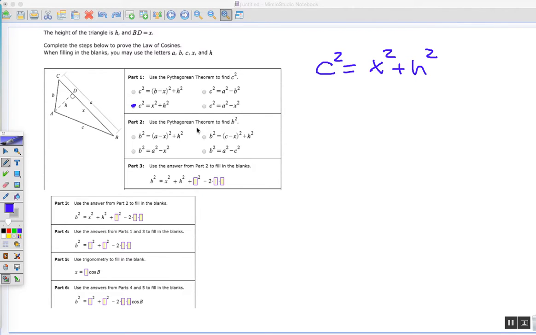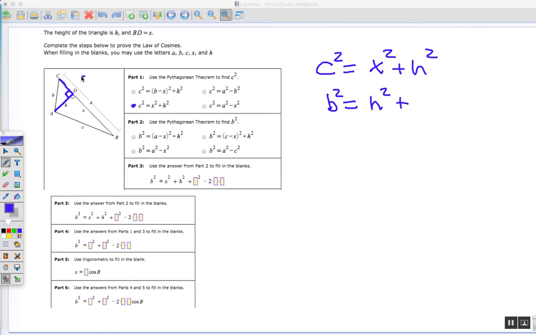Then it says use the Pythagorean theorem to find b squared. Okay, so that's this part right here. So b is also the hypotenuse of this right triangle, because we're using this right triangle this time. Okay, so b squared is equal to h squared plus, well, this whole thing is a, and this little piece is x.